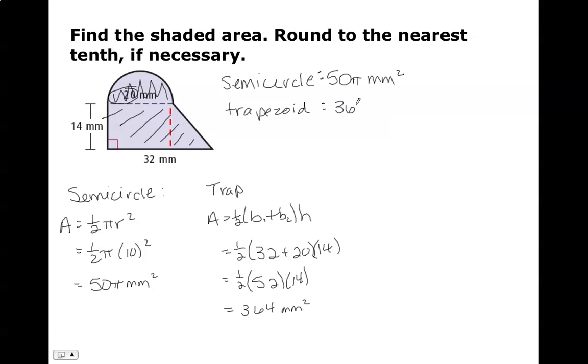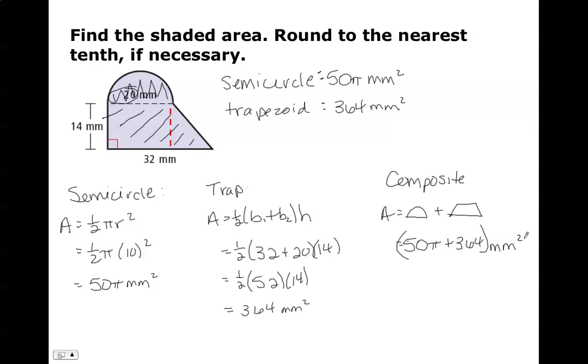So now we have the area of the shapes that we divided this composite figure into. So in order to find the composite figure, we don't have any missing areas, so we just need to use the semicircle plus the trapezoid. And when we substitute in 50 pi plus 364, we're going to leave the exact answer. And remember, we cannot combine those numbers because they do not have the same last name. So you can leave it as 50 pi plus 364 millimeters squared.